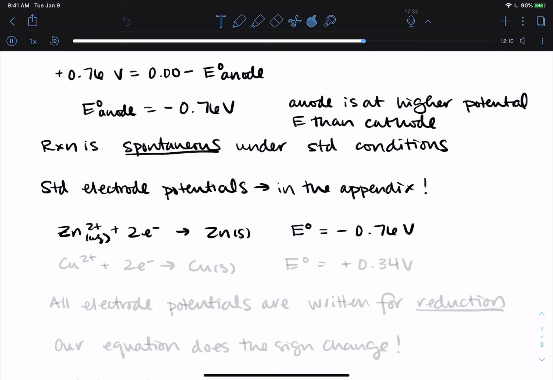So that's the unfortunate confusing news, is that all of the standard electrode potentials are written for reduction. So every single reaction here, so we can just see another example. So copper 2 plus 2 electrons turning into copper solid. If you look this up, you'll see that it has a standard E of 0.34 volts. Let's just put this into words. All electrode potentials are written for reduction.